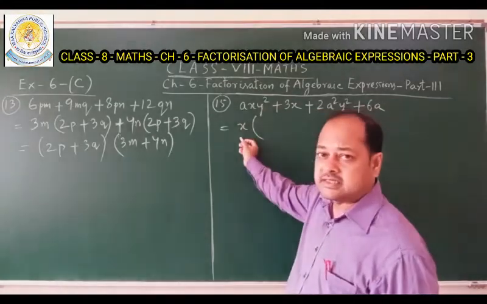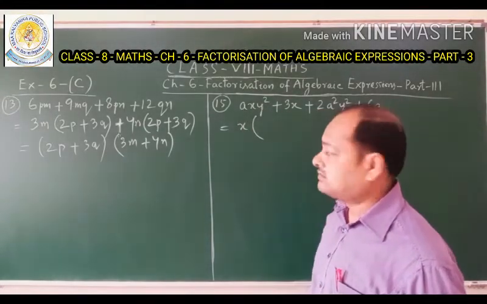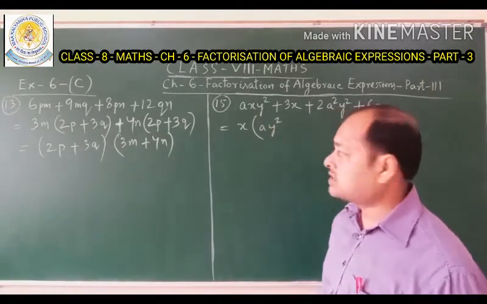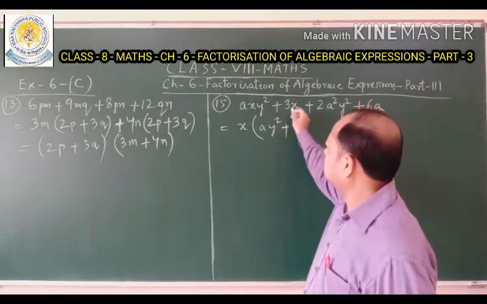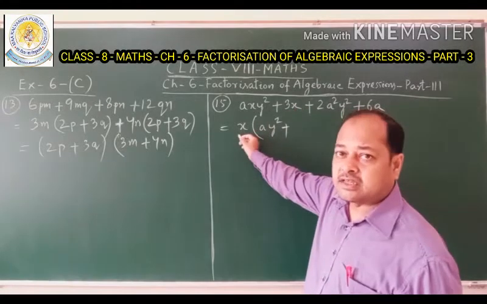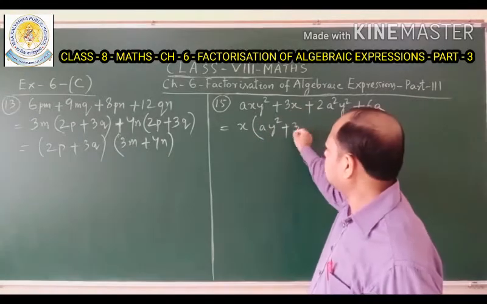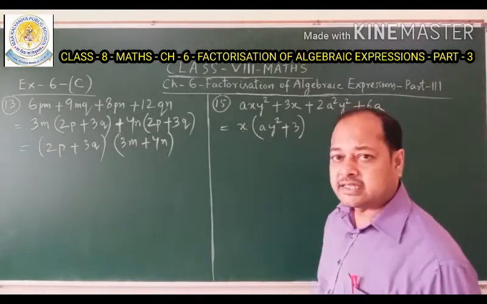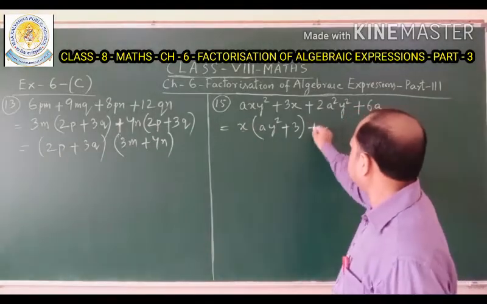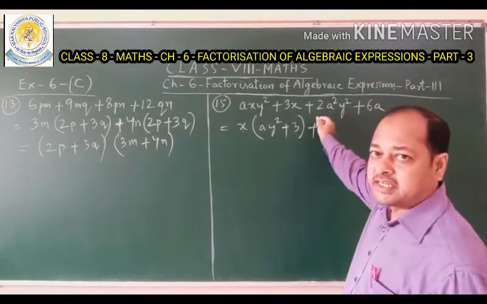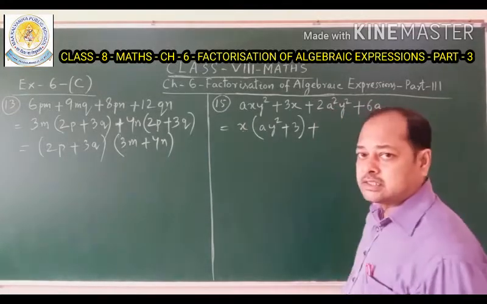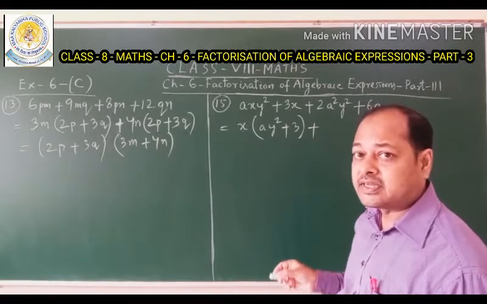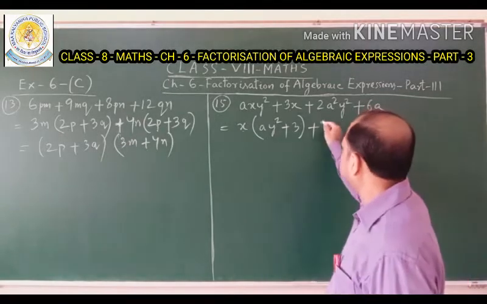Then if x is taken as common, what is left? That is ay square. Ay square is left. Plus, from 3x, x is already common, so what is left here? 3. Because if you multiply 3 with x, the same value 3x will come. Then plus, look at the coefficients. Here 2 is there, here 6 is there. From 2 and 6, what is the HCF? Definitely that is 2. So right here 2.